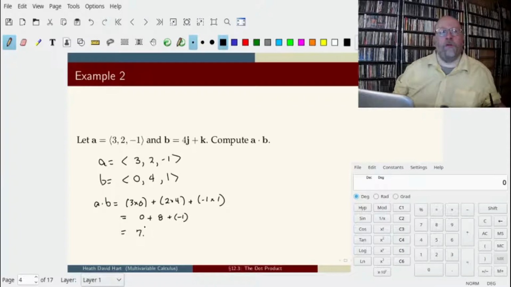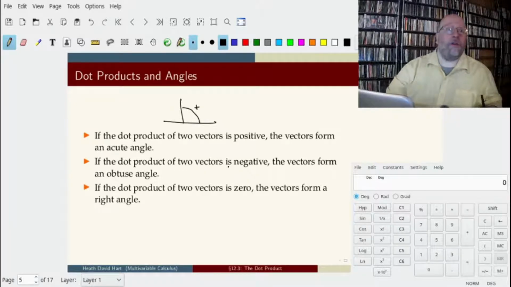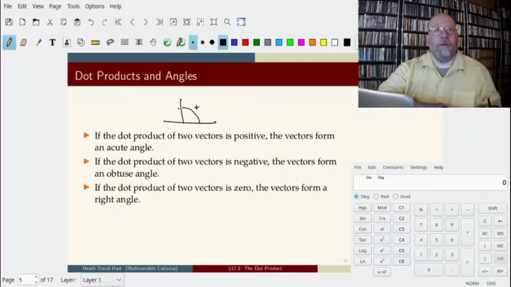So let's talk for a moment about what this 7 actually tells us. It does give us some information. If the dot product of two vectors is positive, the vectors form an acute angle. So anytime the angle between the vectors is less than 90 degrees, the dot product is positive. And if the dot product of two vectors is negative, the vectors form an obtuse angle. So for angles that are greater than 90 degrees, the dot product is negative. And if the dot product of two vectors is exactly 0, the vectors form a right angle.